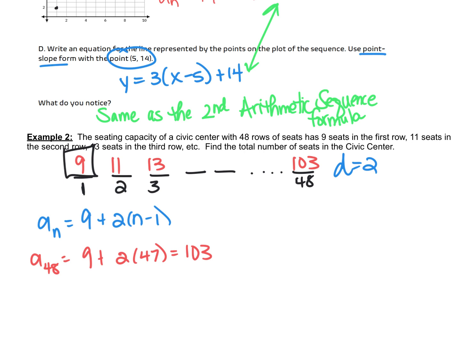Yes, ma'am. Why did you subtract 1? Think about it in point-slope form. Here's your x, here's your y. All right, so it's always x minus whatever the x value is, plus the y value. Okay?